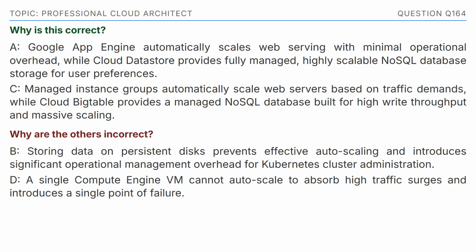Google App Engine automatically scales web serving with minimal operational overhead, while Cloud Data Store provides fully managed, highly scalable NoSQL database storage for user preferences. C. Managed instance groups automatically scale web servers based on traffic demands, while Cloud Bigtable provides a managed NoSQL database built for high write throughput and massive scaling. Why are the others incorrect? B. Storing data on persistent disks prevents effective autoscaling and introduces significant operational management overhead for Kubernetes cluster administration. D. A single compute engine VM cannot autoscale to absorb high traffic surges and introduces a single point of failure.